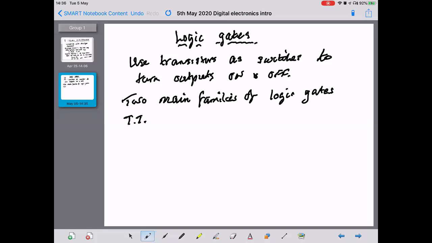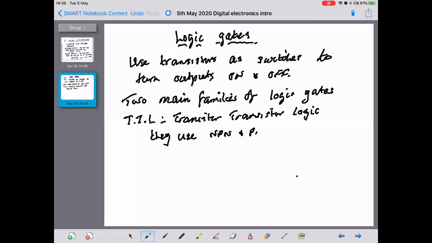TTL, which stands for transistor logic, and they use NPN and PNP BJT transistors. So they come in packages of a number of gates, but their function is achieved using NPN and PNP bipolar junction transistors.